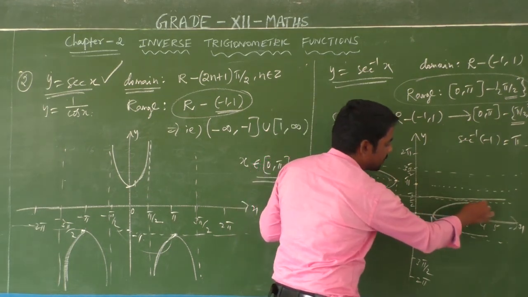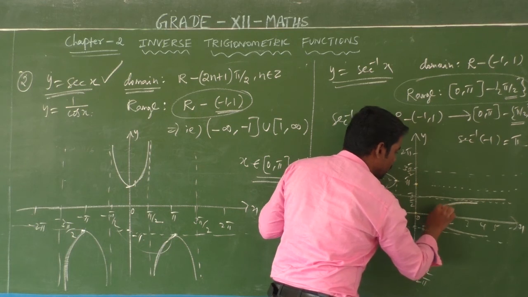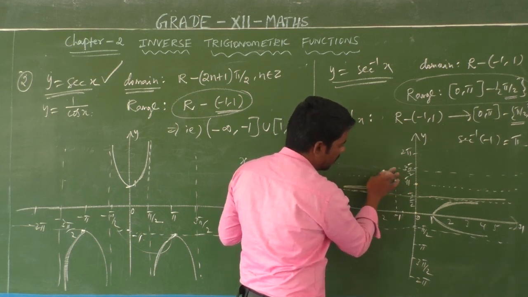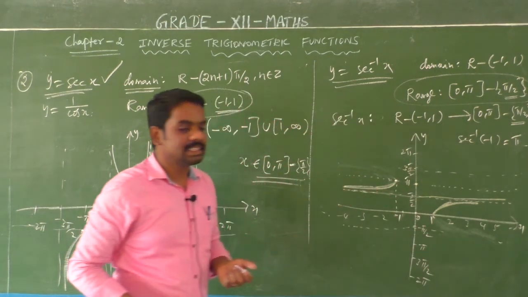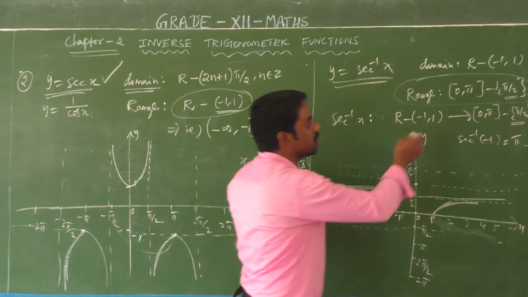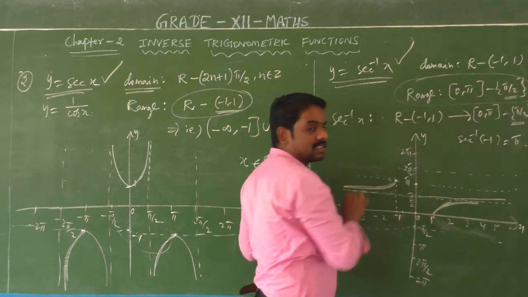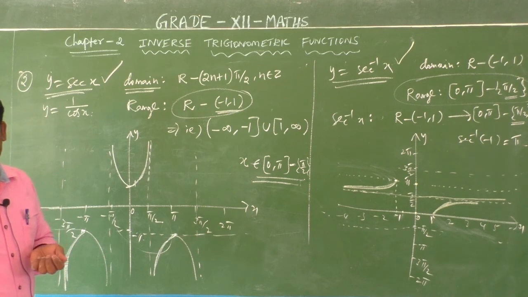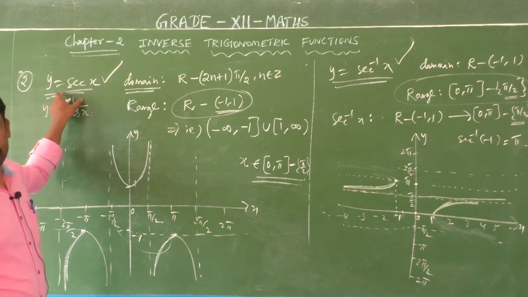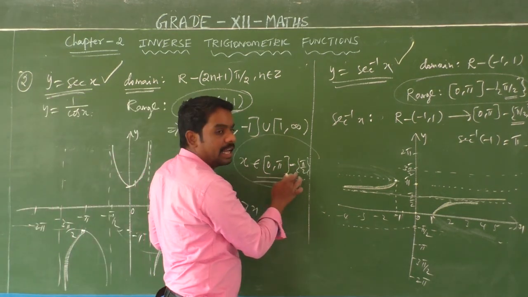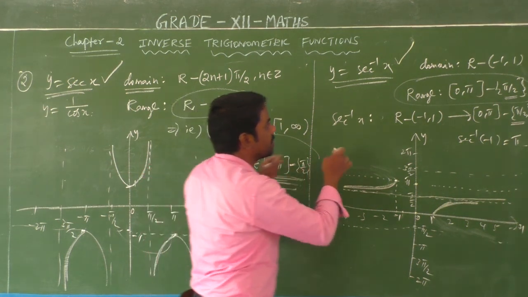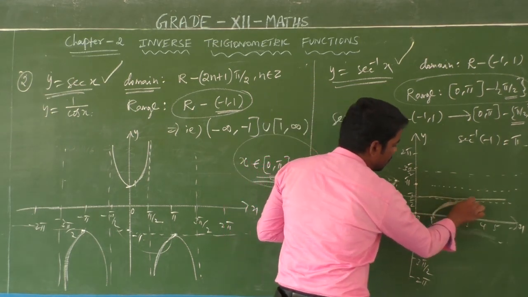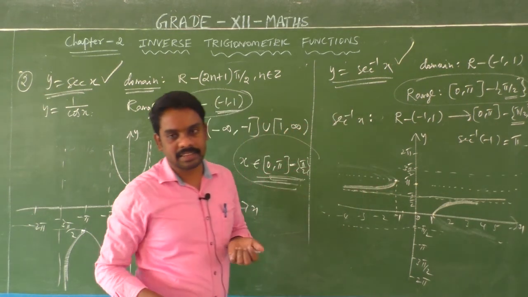Okay, so this is the secant inverse x curve, this only, and this only. When the range is 0 comma pi except pi by 2, the secant inverse x exists. Suppose we take the whole interval, then secant inverse x does not exist, because the function secant x is not one-one and onto. So we have to restrict the domain to 0 comma pi except pi by 2. This is the range of the function secant inverse x, 0 comma pi except pi by 2. So the curve is this, the secant inverse x curve.